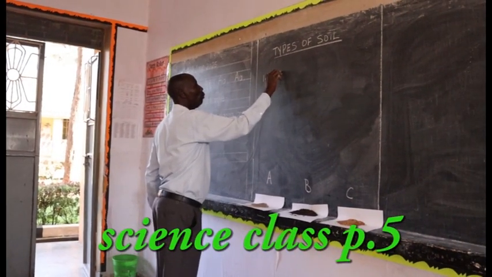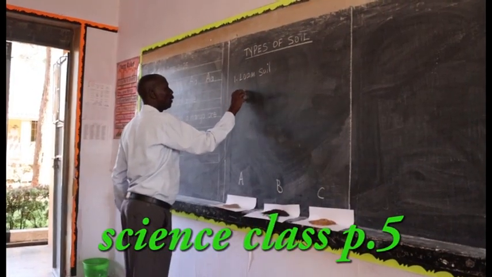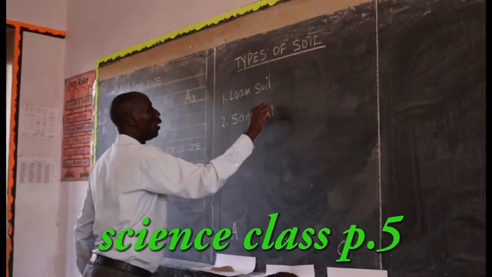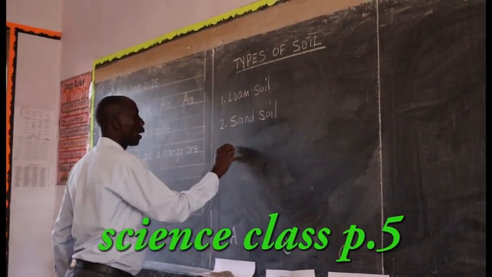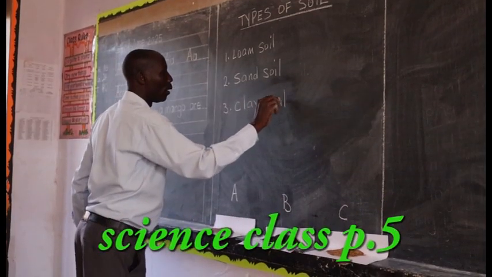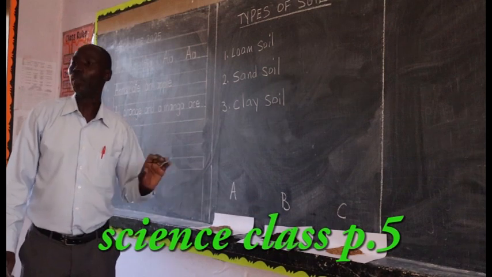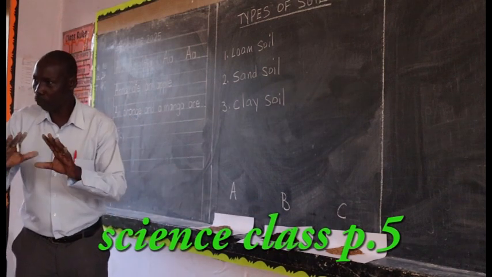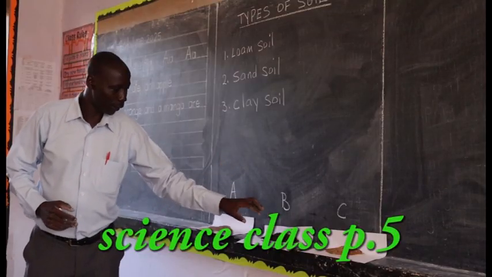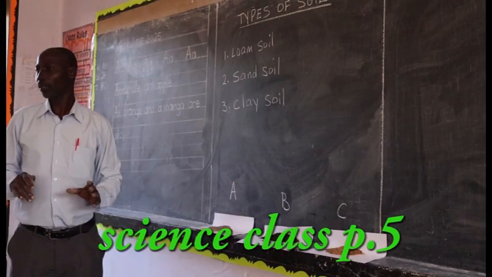So we have the loam soil. 2, we have the sand soil. And then the 3, we have the clay soil. So can you have somebody come and summarize and talk about one of these soils? Just come and talk about one of the soils, the one you have learned and you have picked. Come and talk about it. You pick of your own choice and talk about it.